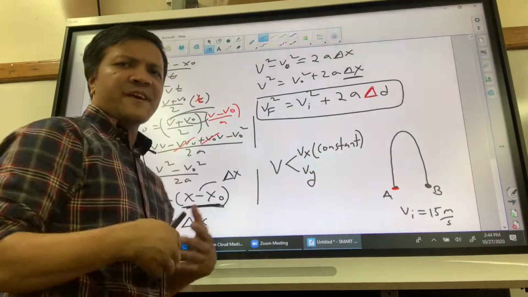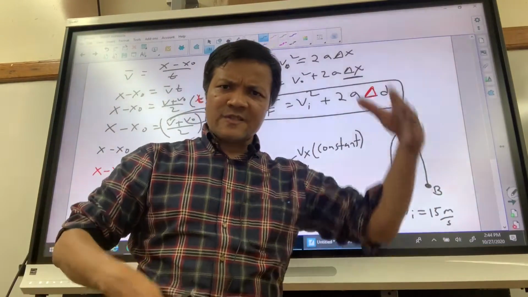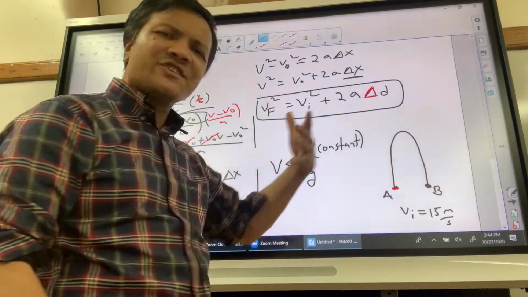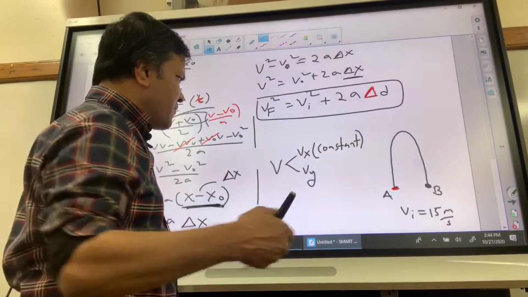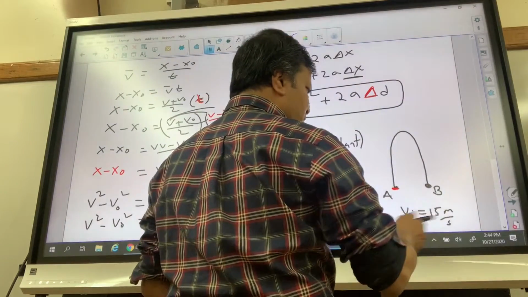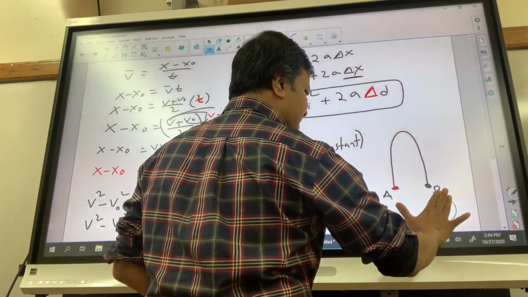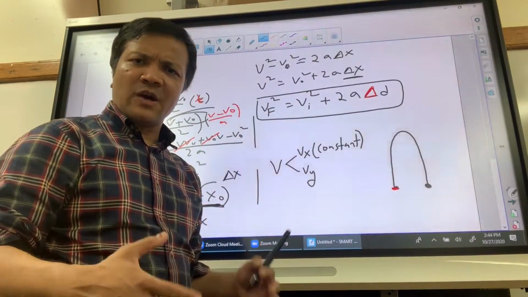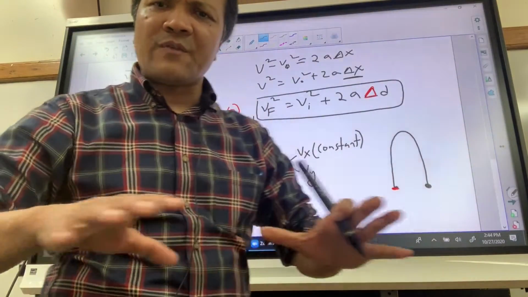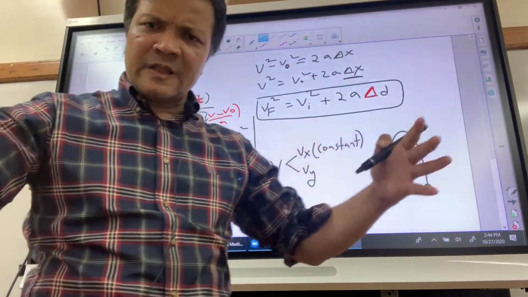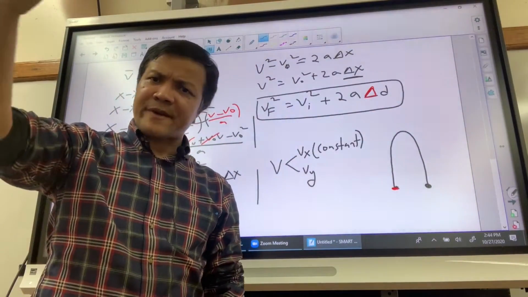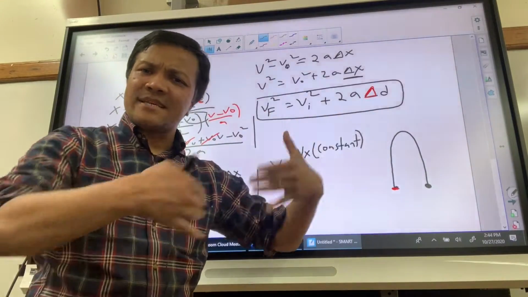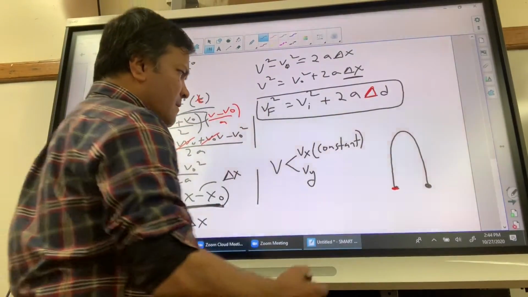Vx is constant. Vx never changes, because acceleration due to gravity does not affect Vx. Vy changes. So I'm going to erase these and quickly draw both components of velocity, although you do not need to know both components of the velocity. Not now. When we do 2D kinematics, you need to know that. But for those of you who want to understand it in advance, this is for you.